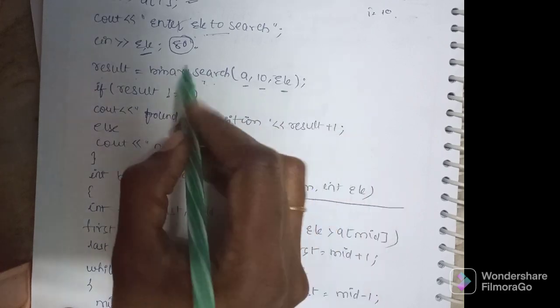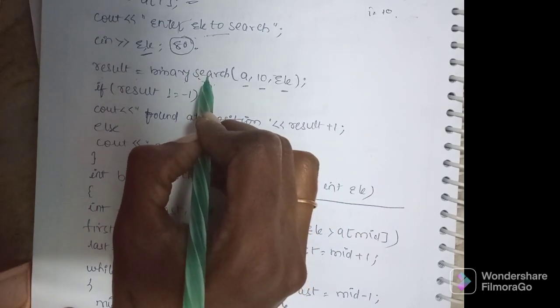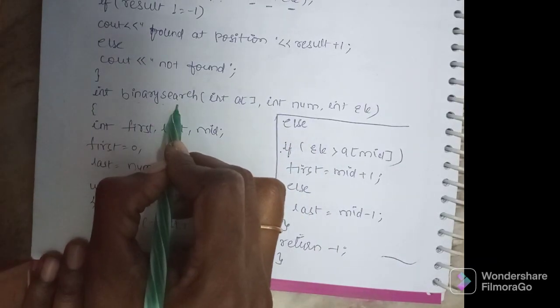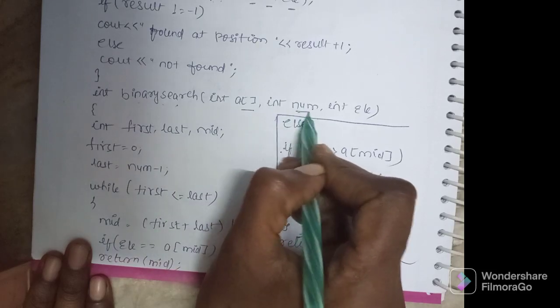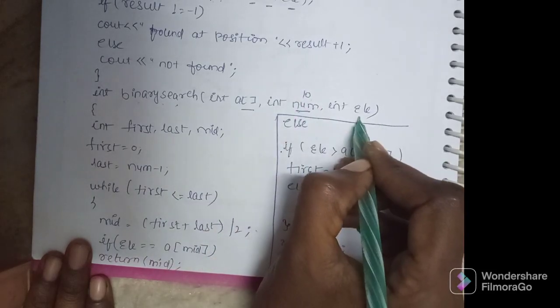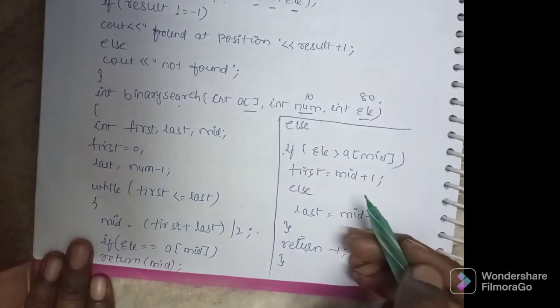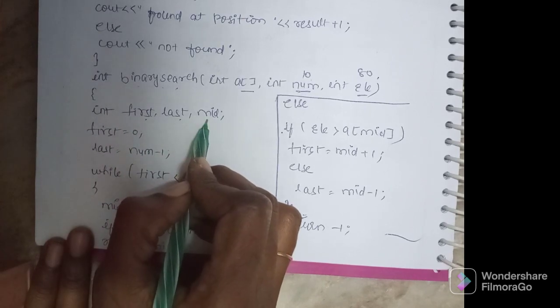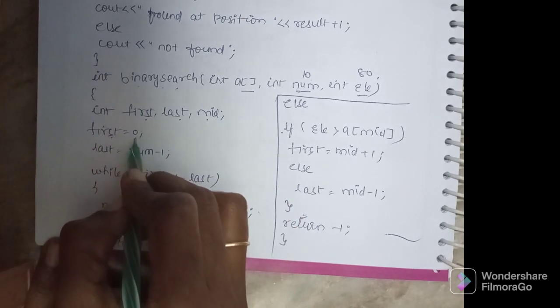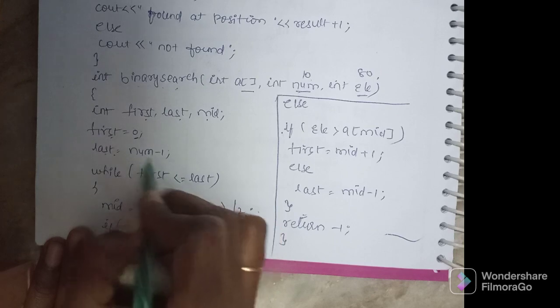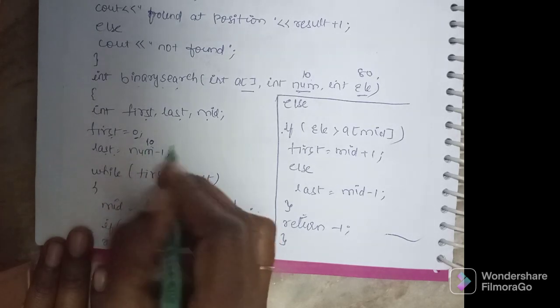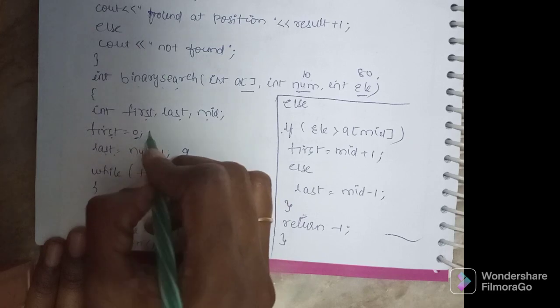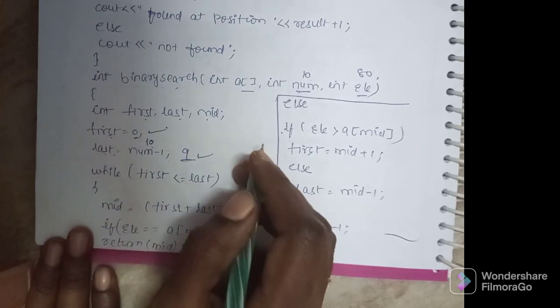To that you are passing the array, the number of elements, and the element you want to find out. Clear? Whenever you call this, the control immediately goes to the binarySearch function, which accepts the array and the number of elements. The number of elements is 10, and the search element is 80. Here I am considering first, last and middle position. Array starts with 0, so first is 0 and last is equals to number minus 1. How much do we have? 10 minus 1, that is equals to 9. First is 0, last is 9. Clear?